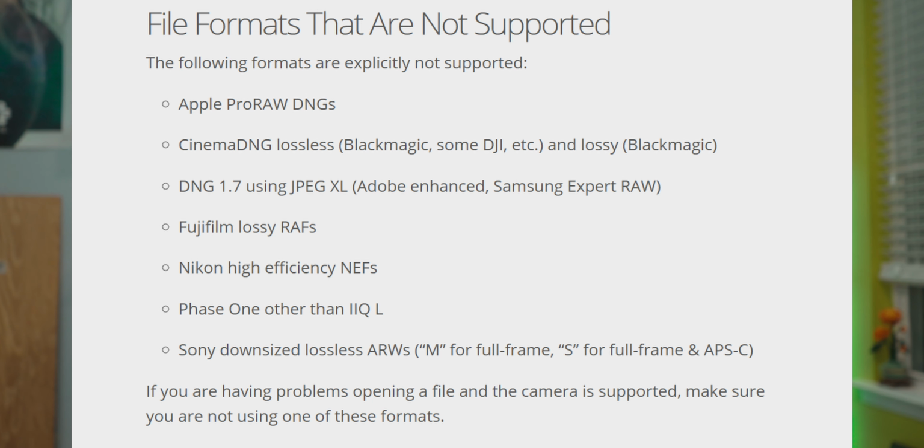However, I personally shoot JPEG, so I don't see this as an issue for me, so I'm going to continue to use it anyways. The formats that are explicitly listed as not supported are Apple ProRAW, DNGs, Cinema DNG Lossless, Blackmagic, and some DJI, and Lossy Blackmagic. DNG 1.7 using JPEG XL, Adobe Enhanced, Samsung Expert RAW, Fujifilm Lossy RAFs, Nikon High Efficiency NEFs, Phase One other than LLQ. I don't know what half of these are, to be honest.